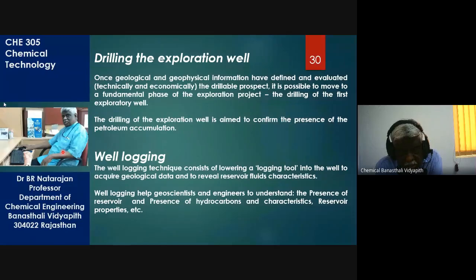Then well logging. Well logging consists of lowering the logging tool, that is maintaining the records of the well, like a logbook, right? Well logging helps geoscientists and engineers to understand the presence of reservoir and the presence of hydrocarbons and their characteristics, reservoir properties, etc. So the drilling of the exploration well and well logging are all happening at the place where the oil is found.